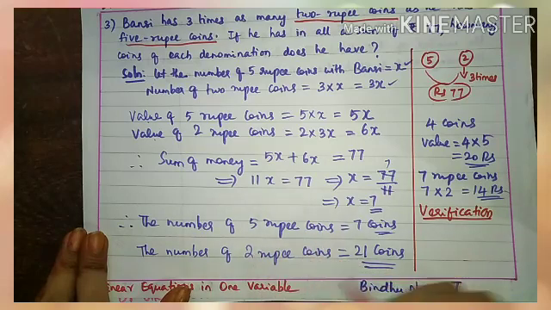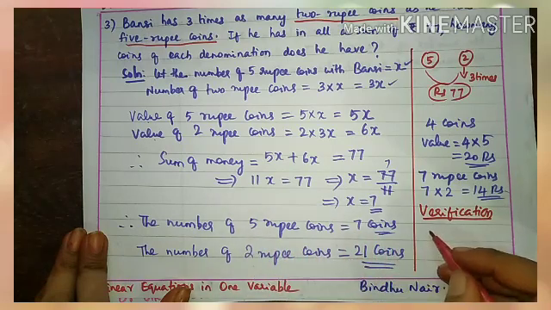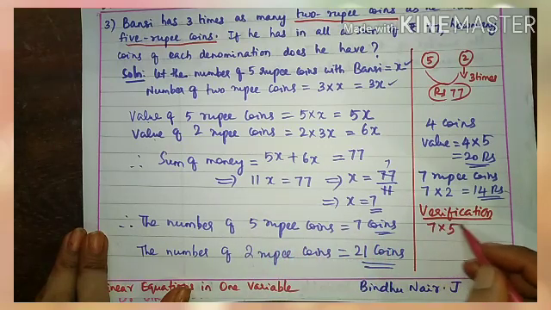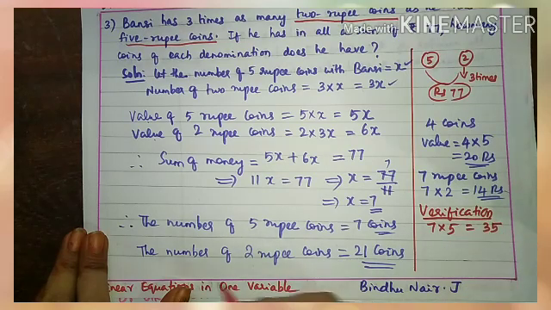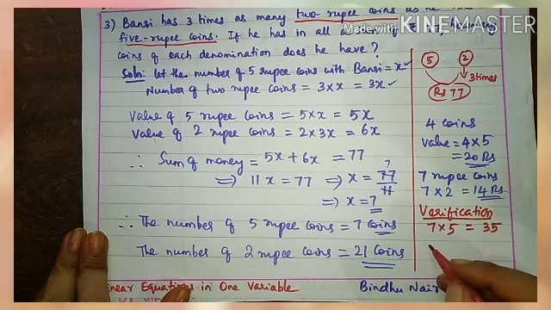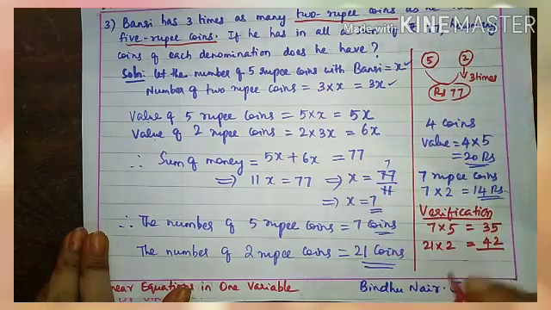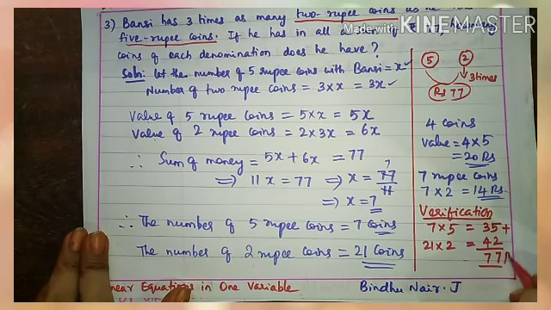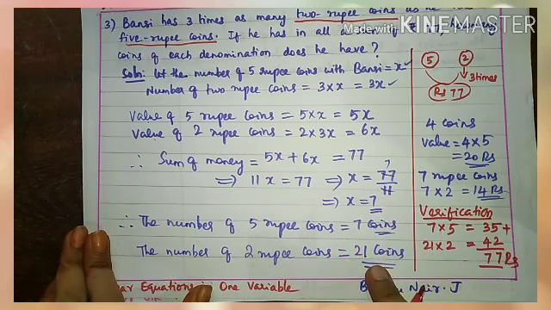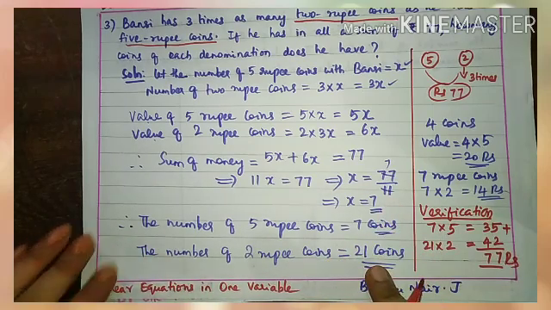See, just check the value. There are 7 5 rupee coins. Okay, so can you say the value of these 7 5 rupee coins means 7 into 5. What is the value? 7 5s are 35. And there are 21 2 rupee coins. So just multiply 21 into 2. What is the value 21 into 2? 42. Okay, so by the given question, what is the total sum? 77. So just add this, 5 plus 2 is 7, 3 plus 4 is 7. So 77 rupees we got. So our answer is correct. So that is the answer of third question. All of you do it properly.